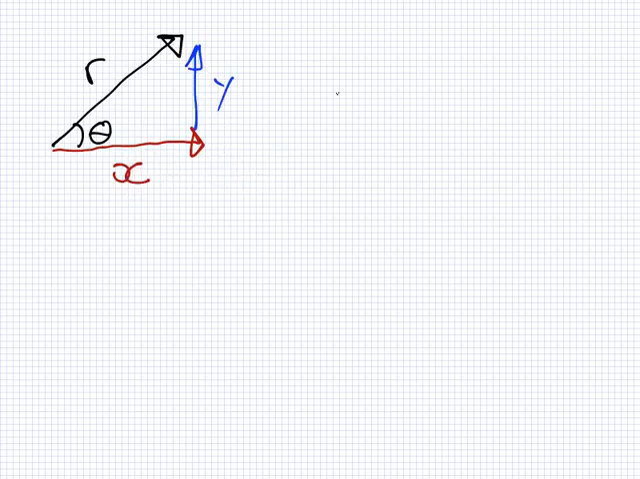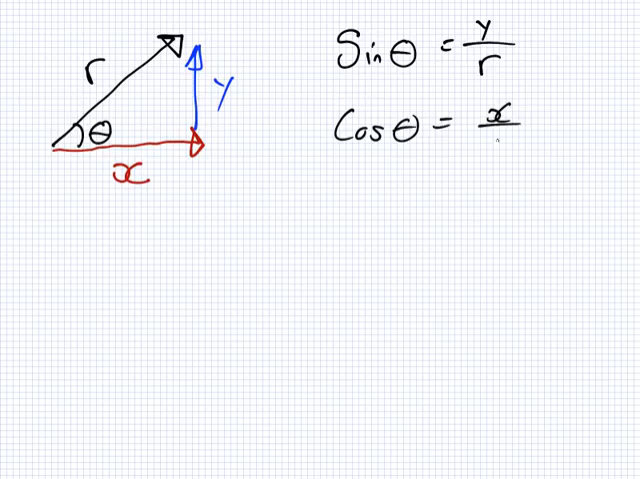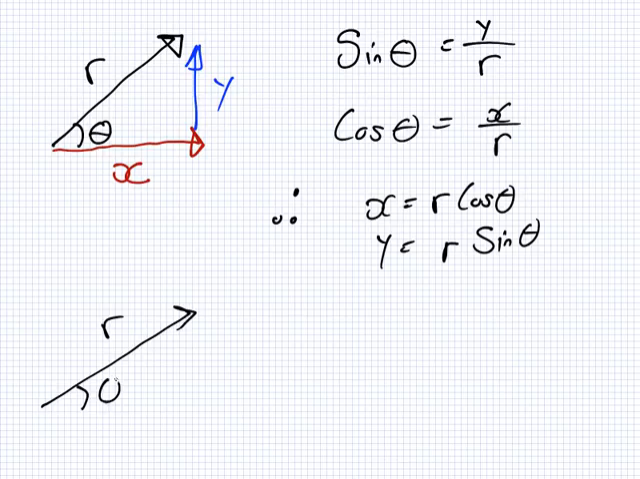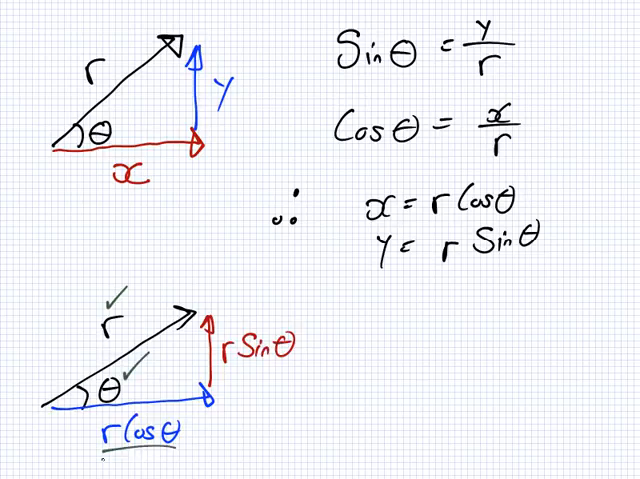So here's how you can do it. You can say sine theta equals y over r, opposite over hypotenuse. And what would cos theta equal? x over r. So therefore, x equals r cos theta, and y would equal r sine theta. So in other words, if you have the r and you have the theta, this side would be r cos theta, and this side would be r sine theta. Because you know the r and the theta, you can easily get the other two sides on your calculator by using r cos and r sine.